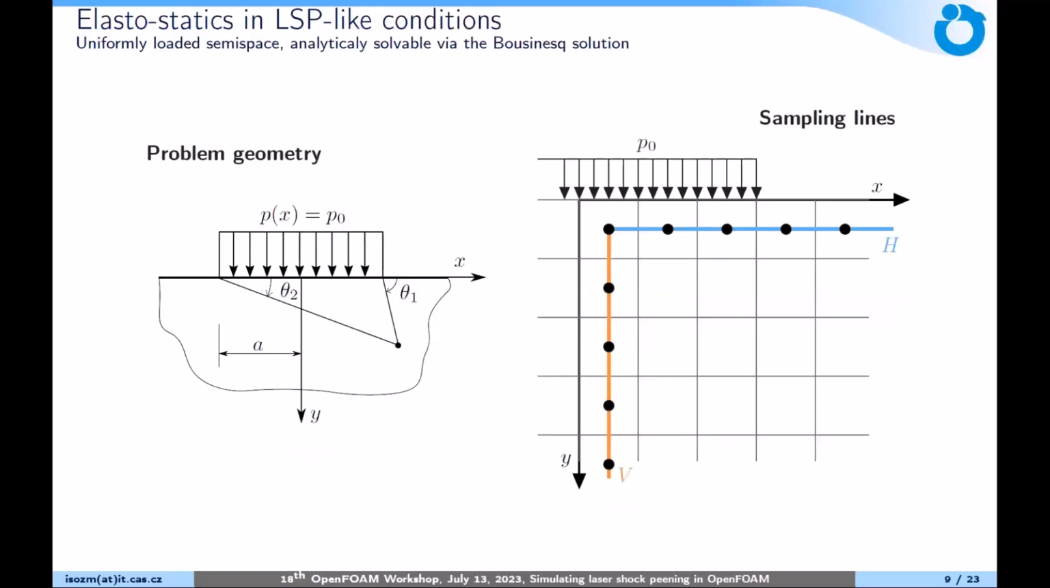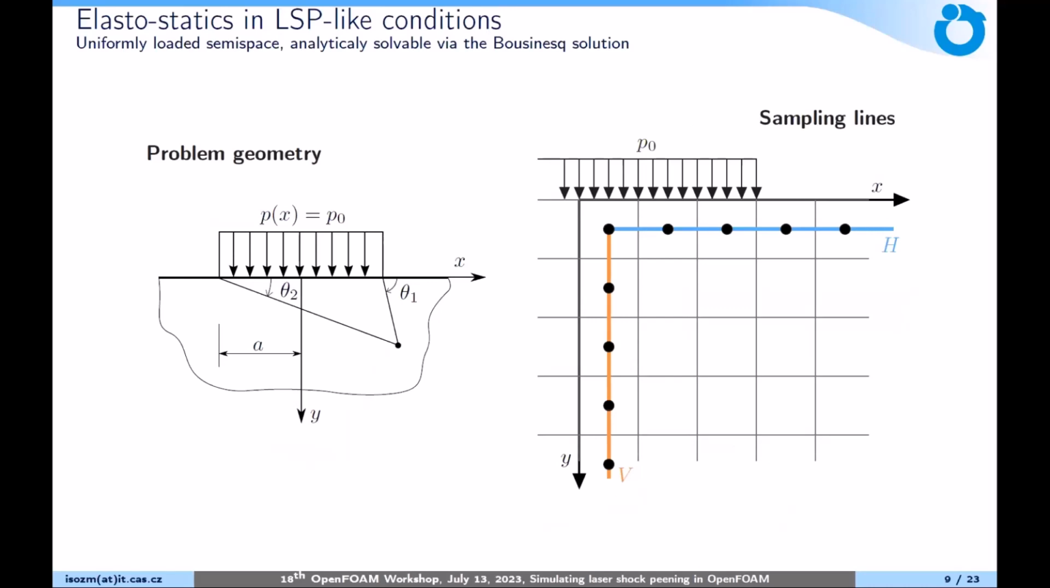Now a little bit about verification and calibration. We started with the simplest case in shock peening-like conditions. We have a semi-space, which we load uniformly on top, and everything is elastostatic. There is an analytical solution for this, about 100 years old, from Boussinesq. The Boussinesq solution is actually for a point force, but it can be integrated for some special cases to obtain an analytical solution for plane strain or a semi-analytical solution for rotational symmetry.